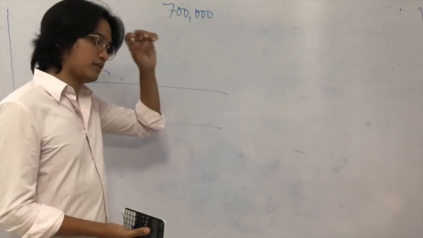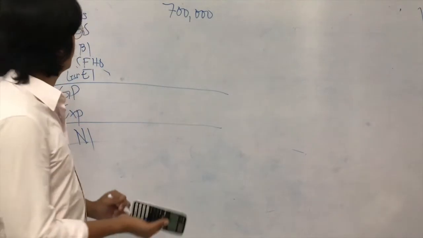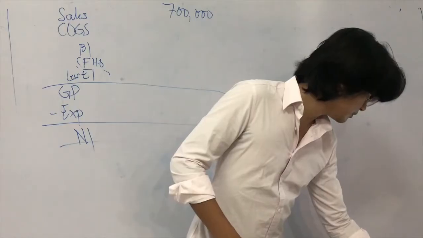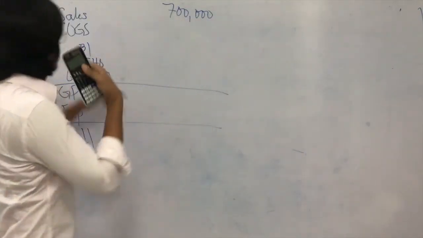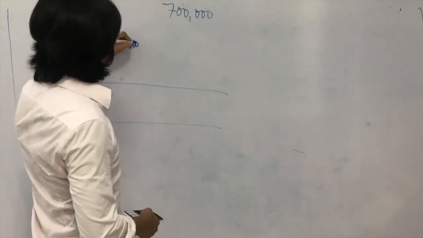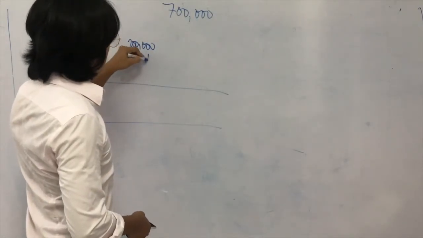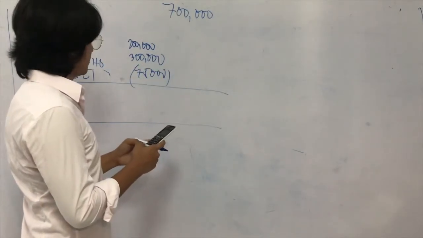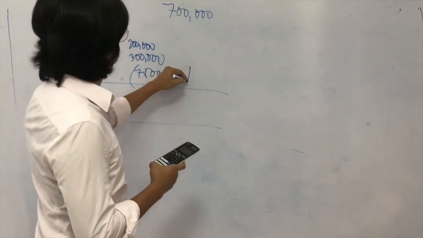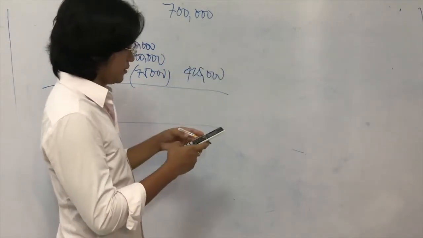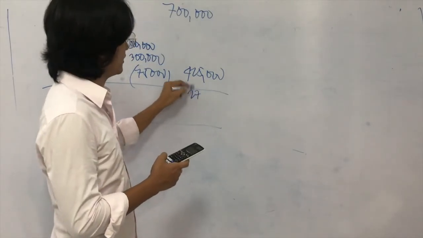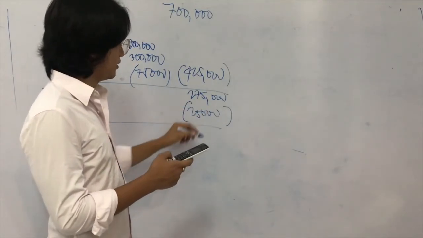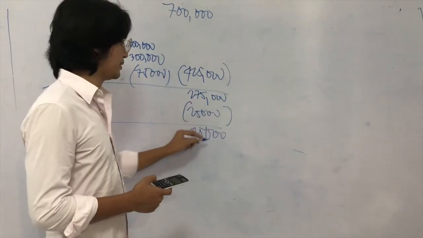Now, how do we solve for this? So we have method number 1. We start with our beginning inventory, which is 200,000, shipments of 300,000, ending inventory of 75,000. So that would give our cost of goods sold 425,000, gross profit of 275,000, minus expenses of 25,000. We have our net income at 250,000.